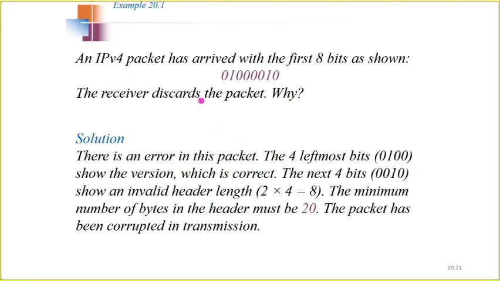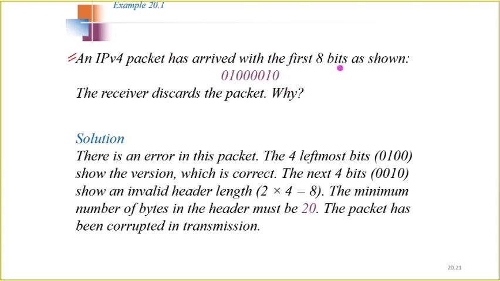Okay, so some questions are there along. After this question, we will be looking at what is fragmentation. So here the question is: an IPv4 packet has arrived with the first 8 bits as shown here, and the receiver discards this packet. Why is the receiver going to discard it?